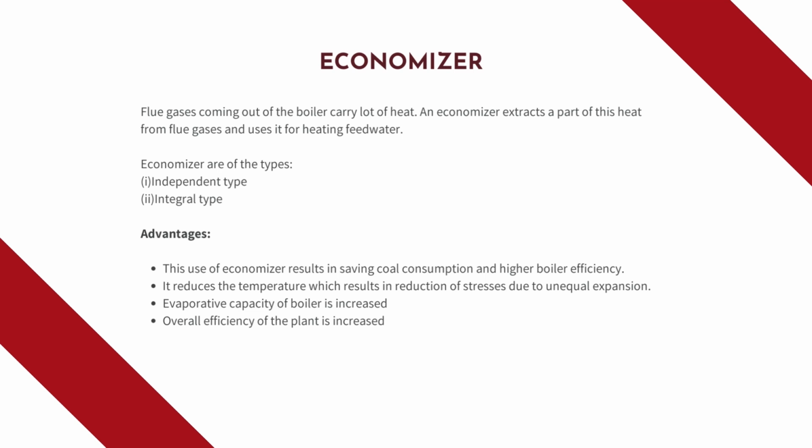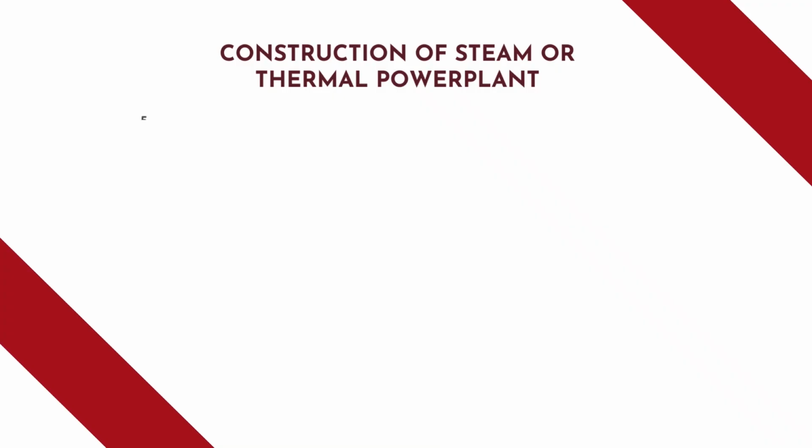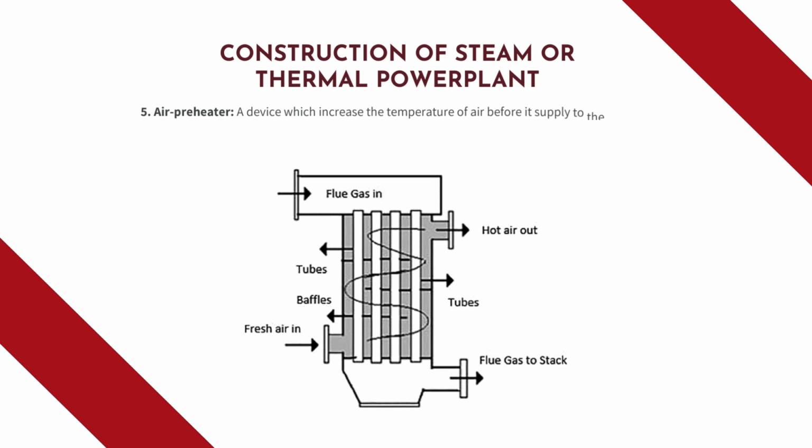It reduces the temperature, which results in a reduction of stresses due to unequal expansion. The evaporative capacity of the boiler is increased. Overall efficiency of the power plant is increased after saving of the energy by the economizer. Now, next is the air preheater. One of the very important components in a thermal power plant is known as the air preheater.